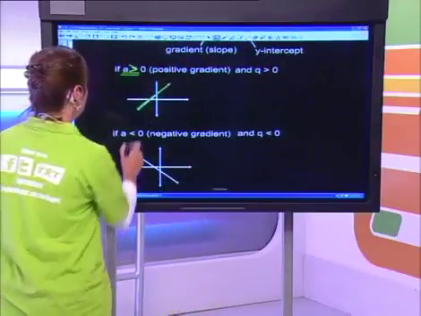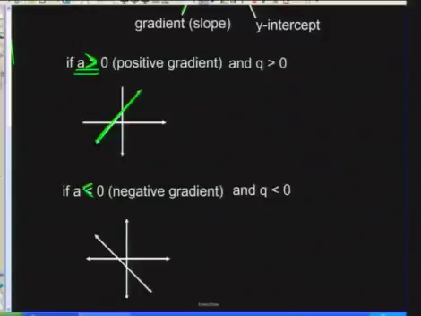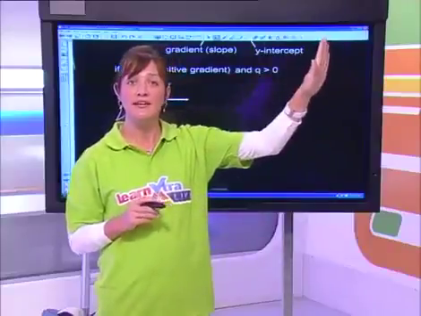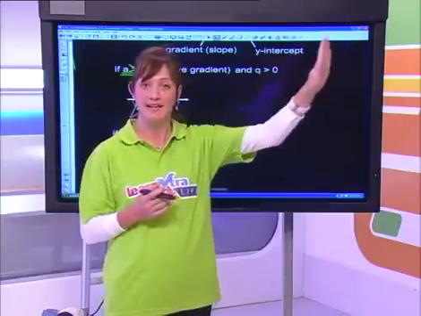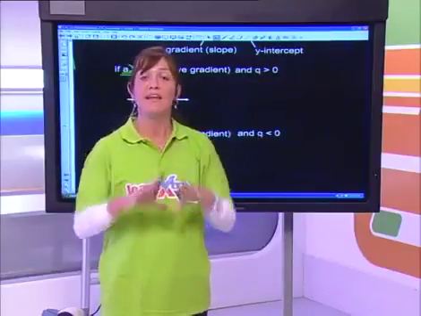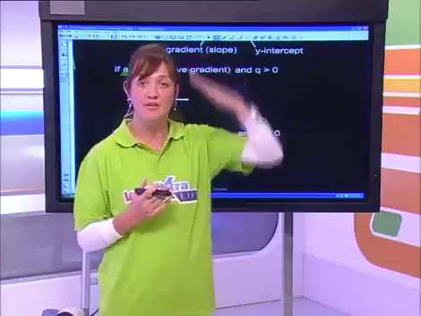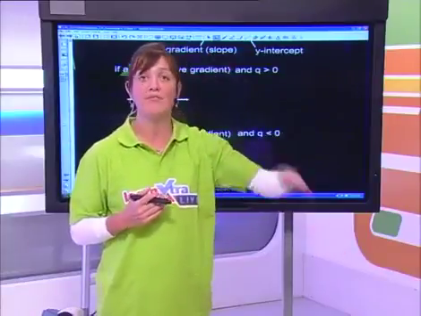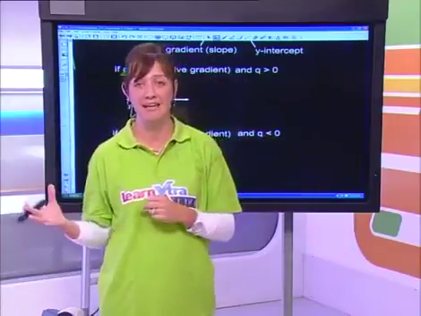If your a value is negative, so in other words, it's less than naught, then I would be sliding down the hill, and that's giving you your negative gradient, okay? Positive gradient, which is determined by the a of your linear equation, that's your gradient climbs. If your a is negative, your gradient slides down, being a negative a value.